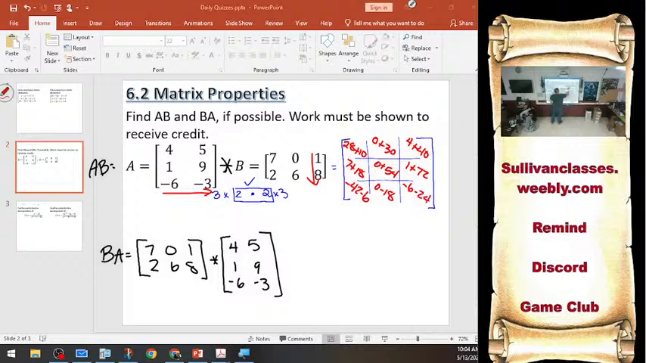I'll just write it up here. End result, 38, 30, 44. What's that? 25, 54, 73, negative 48, negative 18, negative 30.